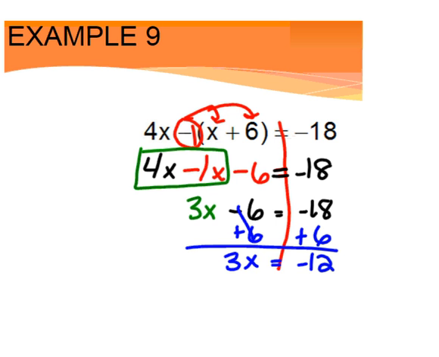Last but not least, we do want to inverse this coefficient. The coefficient is multiplying on the variable. The opposite of that would be to divide, so we're going to divide on both sides by 3. This will cancel out the coefficient and leave us with just x, which will equal -4.